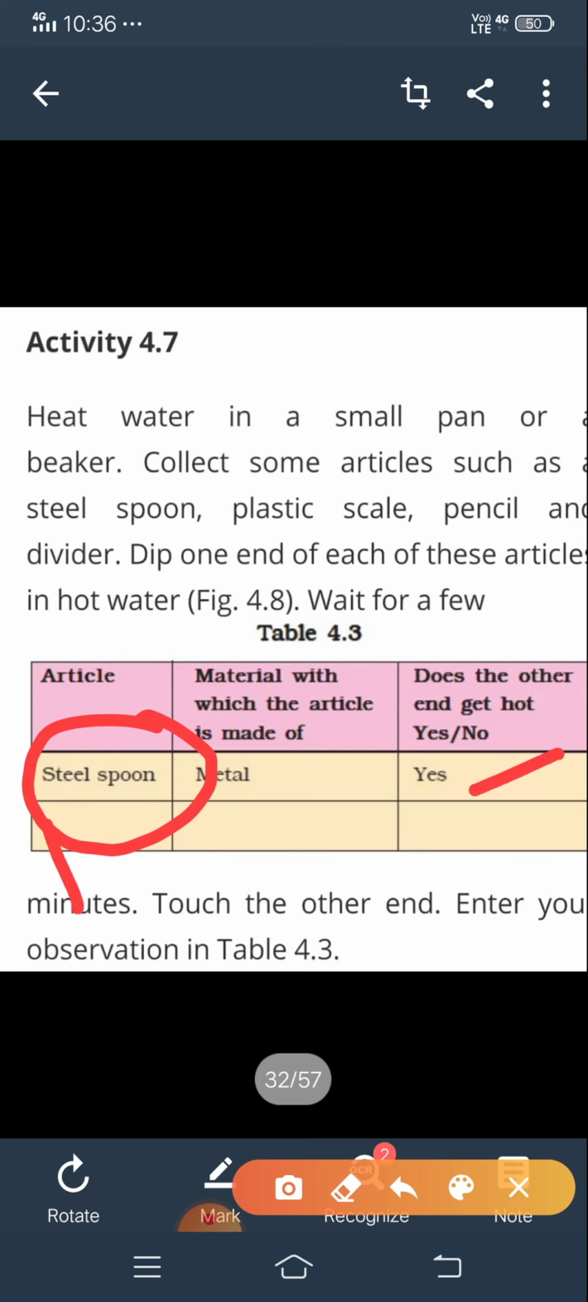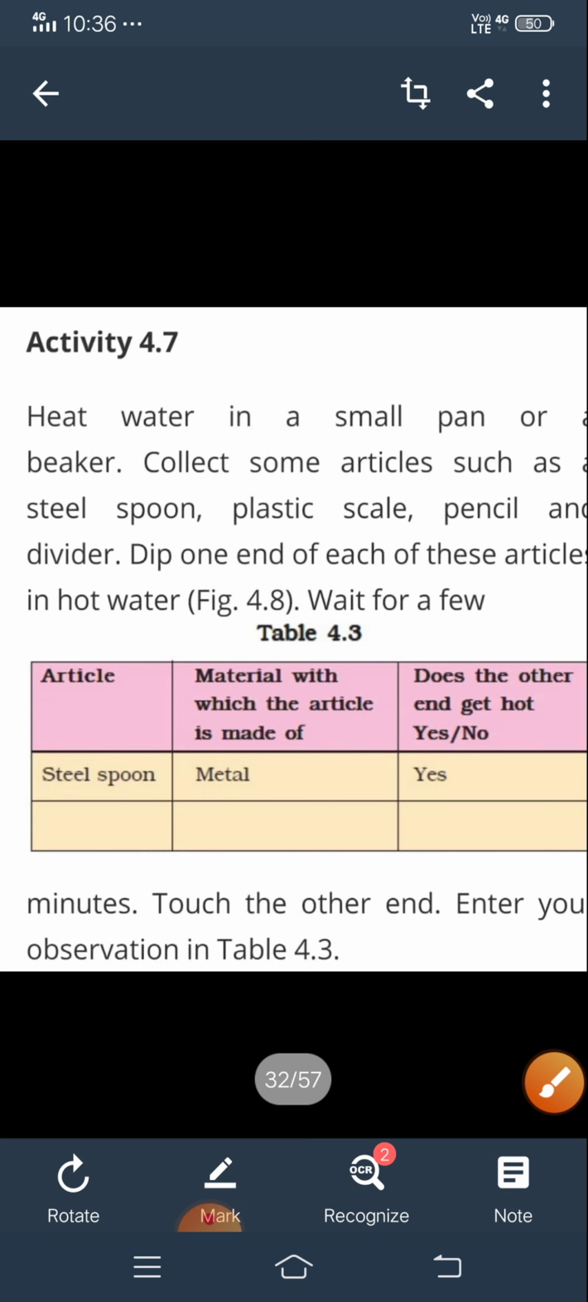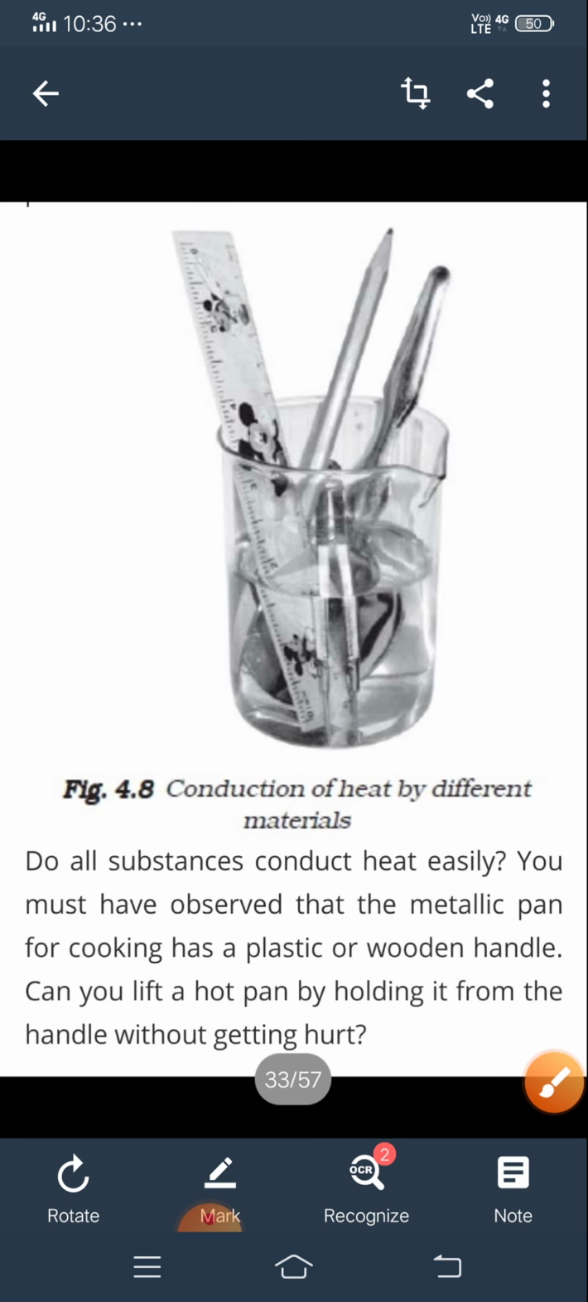If it is rubber, take a plastic spoon. It is plastic. Does the other end get hot? No heat. Is it clear about this activity?